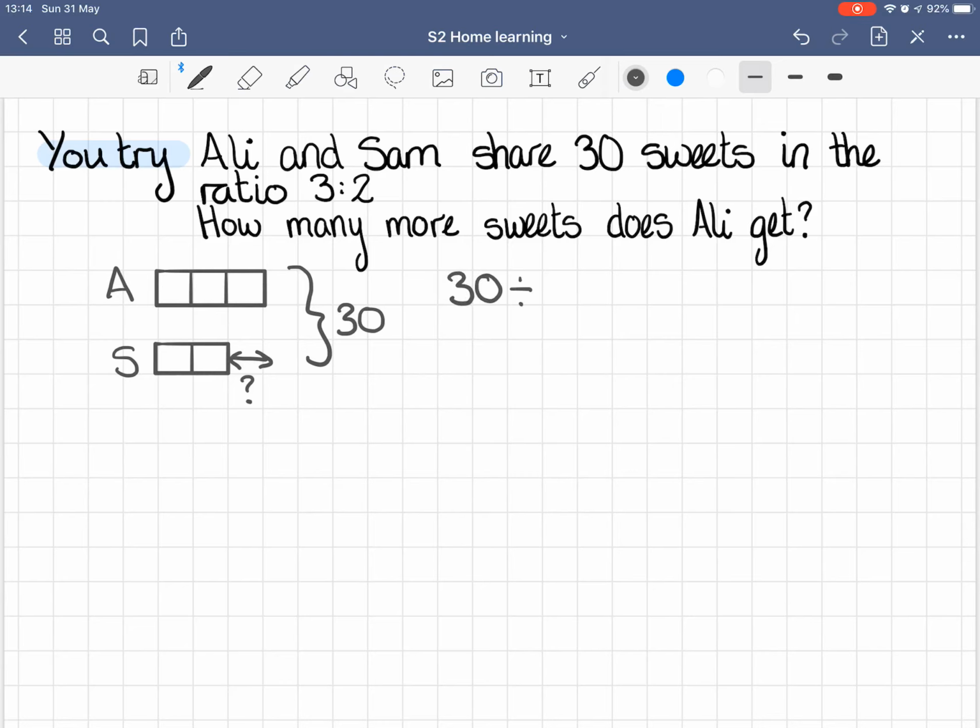Now I'm going to share my 30 sweets out between the 5 parts that I have altogether. 3 for Ali, 2 for Sam. So that tells me that each one of these parts is worth 6. Now I'm missing 1 part. That's what I'm wanting to find out. So 1 times 6 is 6. So Ali gets 6 more sweets.